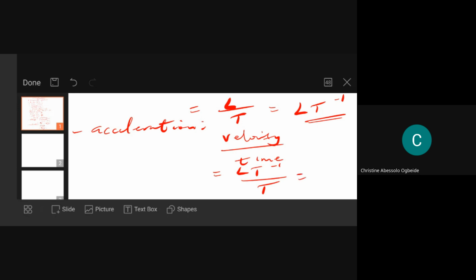And if I write this also in index form, this T comes up and picks up a negative sign. So I have LT raised to power minus 2. And this is the dimension for acceleration. So velocity is LT raised to power minus 1, and acceleration is LT raised to power minus 2.